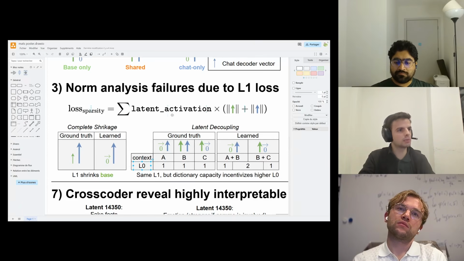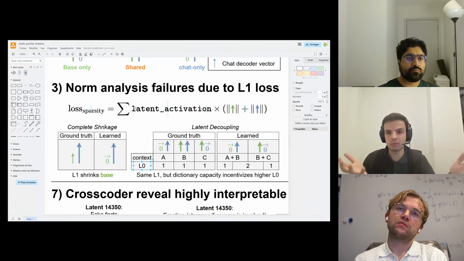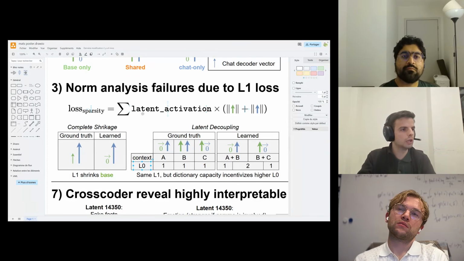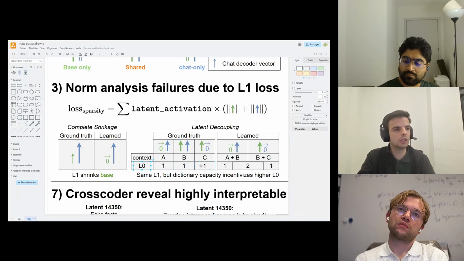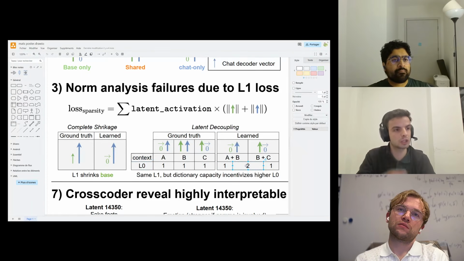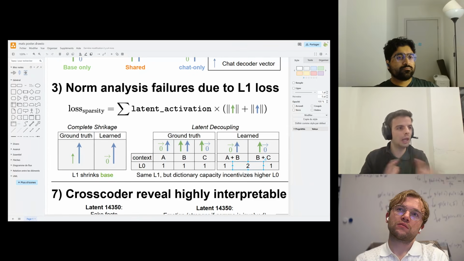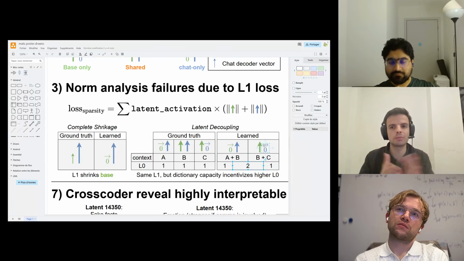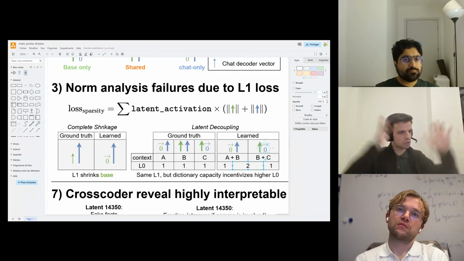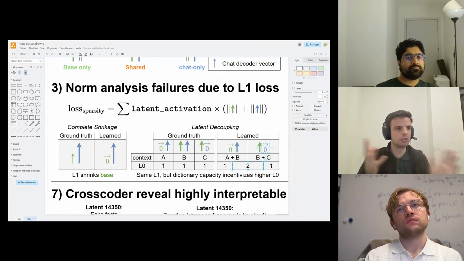And the L1, which is the sparsity loss that we use here, is an approximation of L0. Because it's an approximation, sometimes it will disagree with it in terms of optimization pressure. So if the model learned the ground truth, it would have an L0 of 1 on A, B, and C. While if you do the L1 optimization, what you get is something that is suboptimal on B, because then the L0 is 2. But it's still encouraged by the L1 because this consumes less dictionary capacity, since it's 2 concepts instead of 3. So this is an artifact due to the sparsity loss.